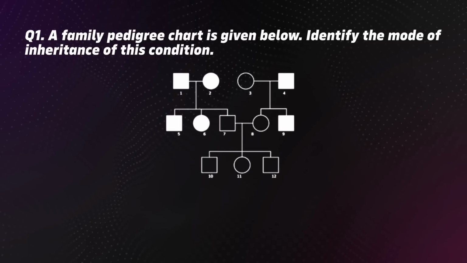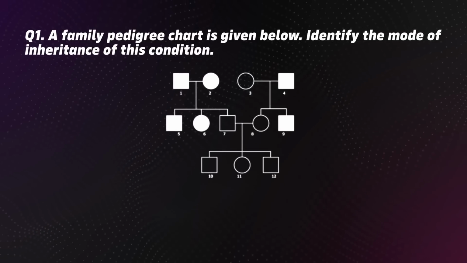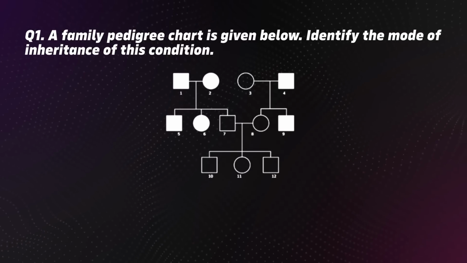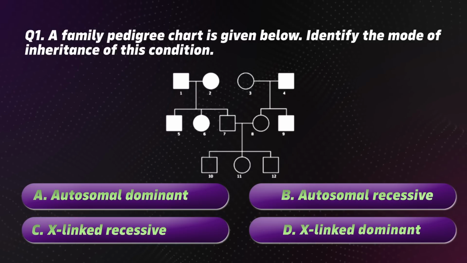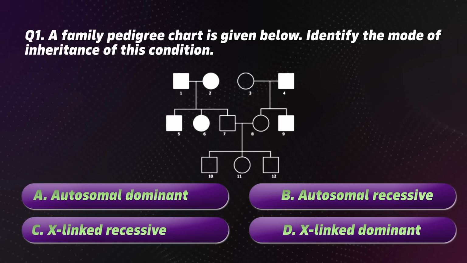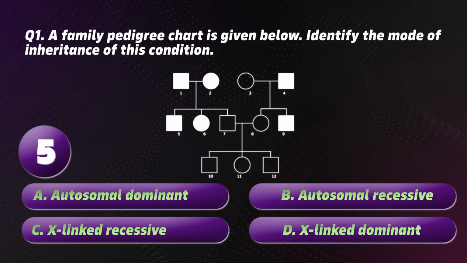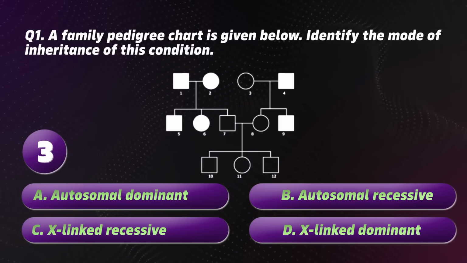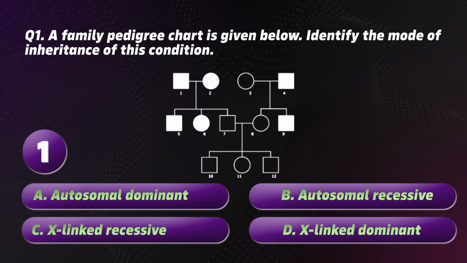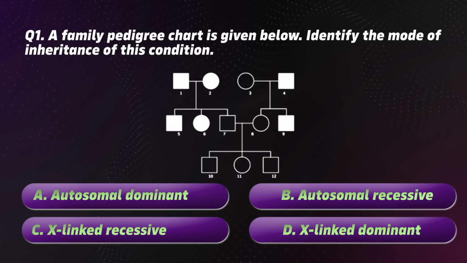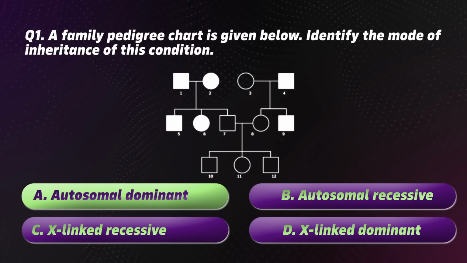Question 1. A family pedigree chart is given below. Identify the mode of inheritance of this condition. Here are the options. A. Autosomal dominant. B. Autosomal recessive. C. X-linked recessive. D. X-linked dominant. And the correct answer is option A, autosomal dominant.